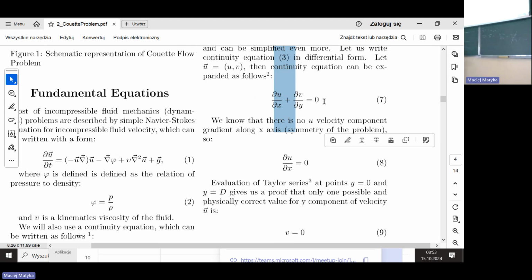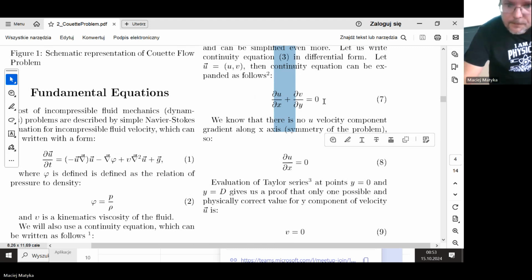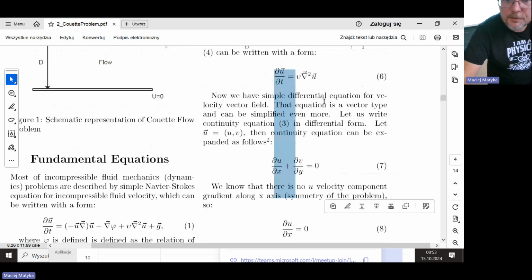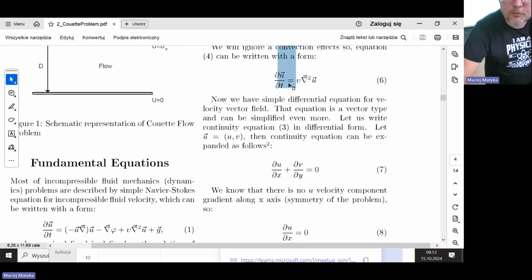Okay, that means the derivative of x should be 0. Okay, now we assume the v is equal to 0 at... okay, now the equation 6. Okay, let's go now into the boundary conditions.